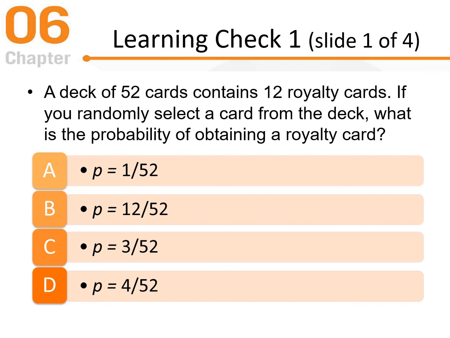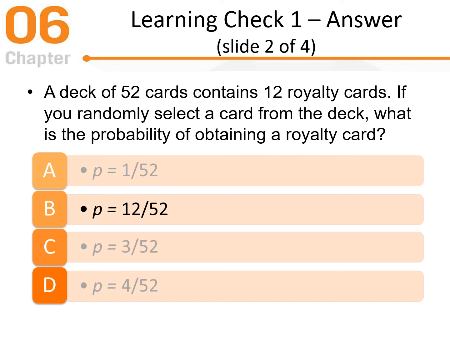Let's look at an example here, a question. You have a deck of 52 cards. You have 12 royalty cards. Those are face cards. So those are Jack, Queen, and King. If you randomly select a card from the deck, what is the probability of obtaining a royalty card? So if you take one draw from this deck of 52 cards, and 12 cards are face cards, Jack, Queen, King, what's the probability of getting a face card? Or they call it a royalty card. Well, it's 12 possibilities, 12 outcomes that we want, 12 successes over 52 possible outcomes. So it's 12 over 52. And the answer is B.